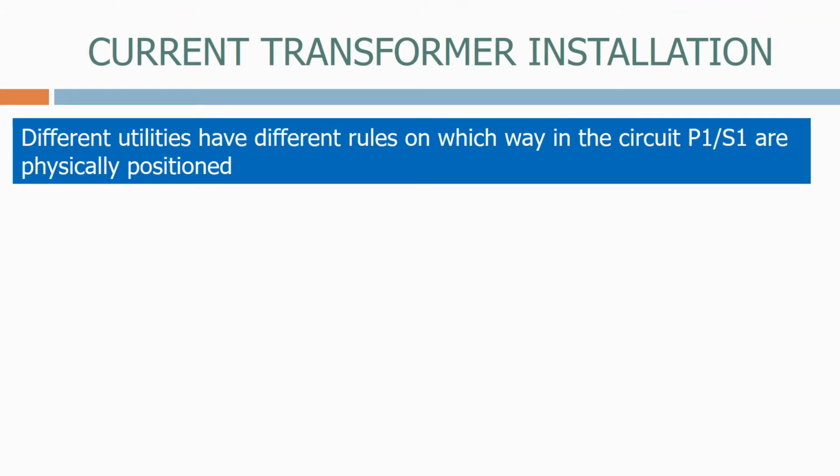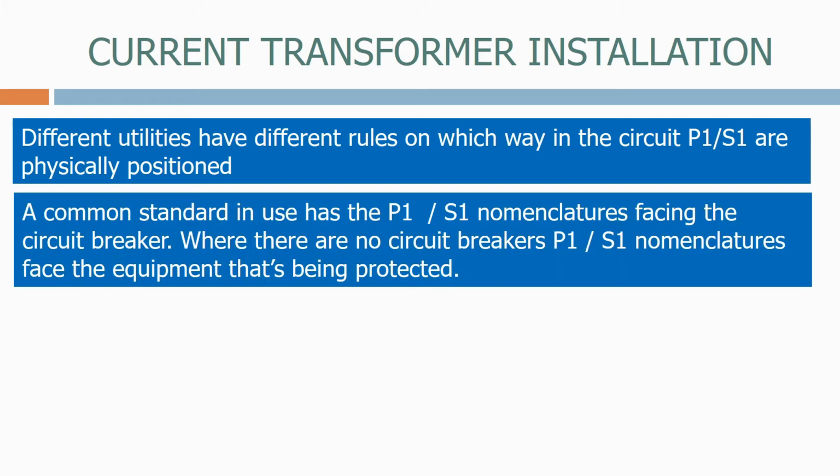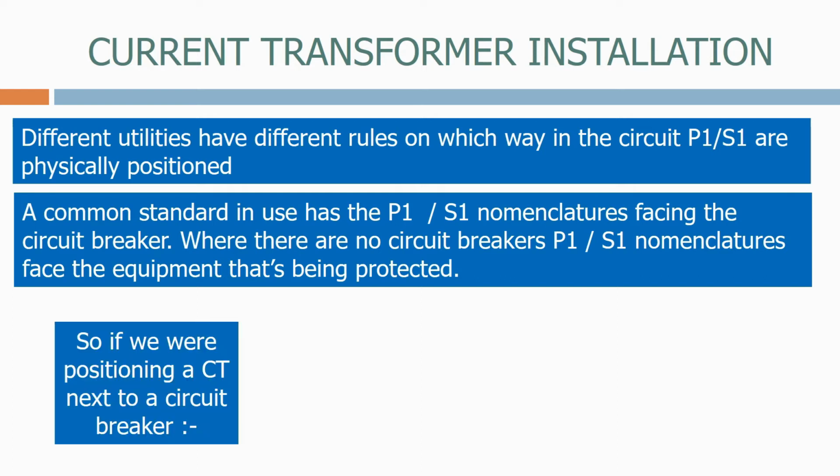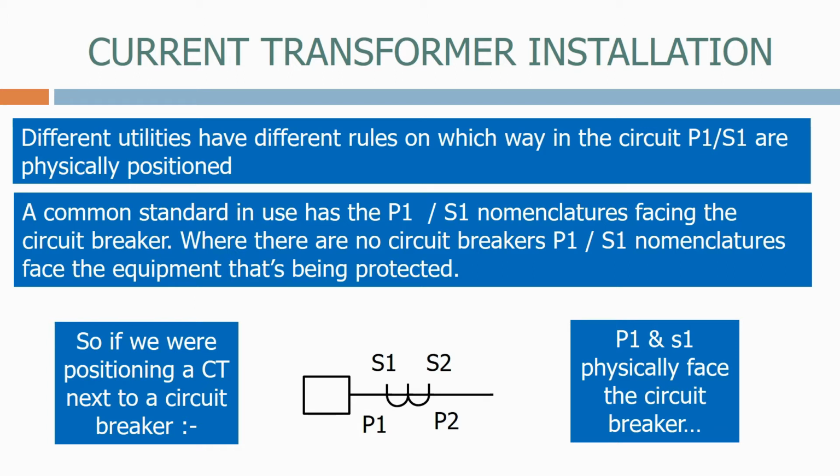Different utilities have different rules on which way in the circuit P1 and S1 are physically positioned. A common standard in use has the P1 and S1 nomenclatures facing the circuit breaker. Where there are no circuit breakers, P1 and S1 nomenclatures face the equipment that's being protected. So if we position the CT next to a circuit breaker, P1 and S1 physically face the circuit breaker.